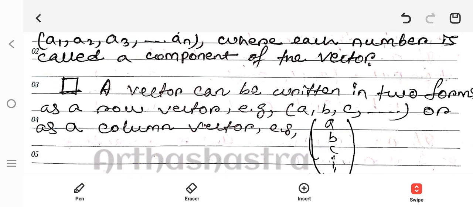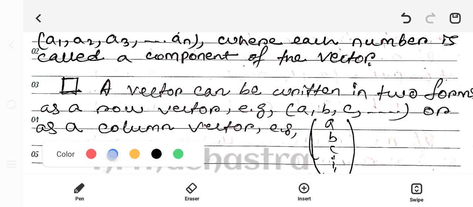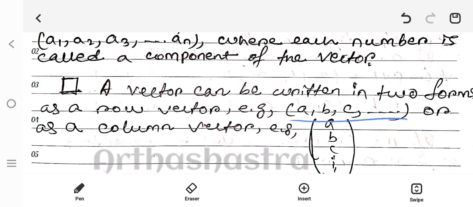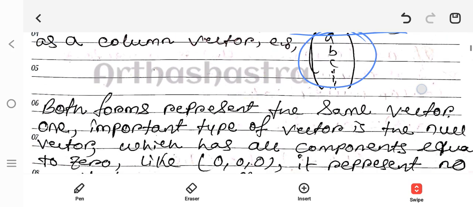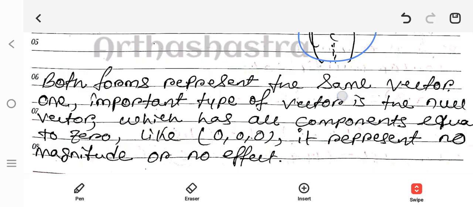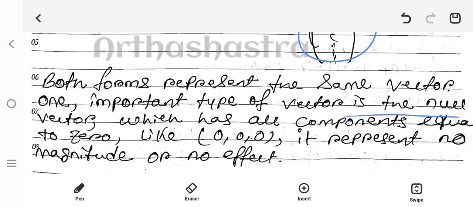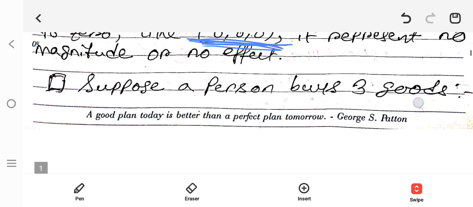A vector can be written in two forms. We can represent a vector in a row, which is called a row vector, like this, and also we can represent a vector along a column, which is called a column vector, right? Both forms represent the same vector actually. One important type of vector is a null vector. When all the components in a vector become zero, there is no magnitude, no effect. So this is called a zero or null vector, right?